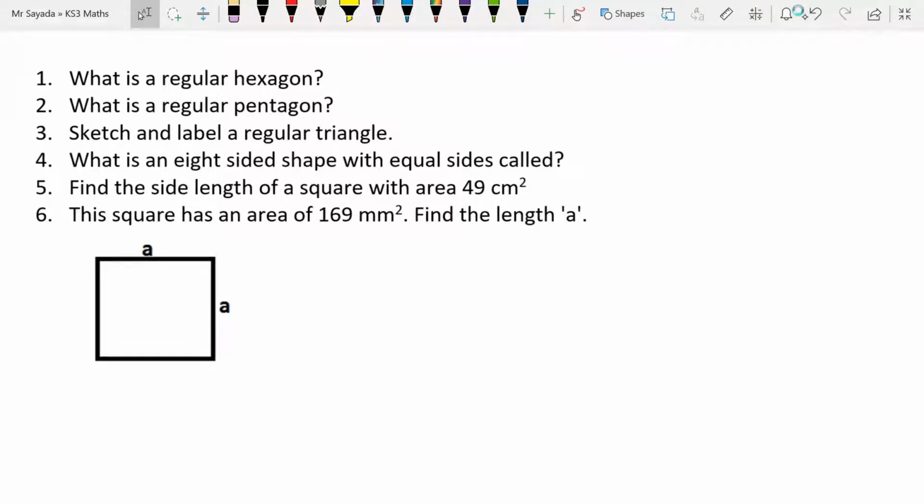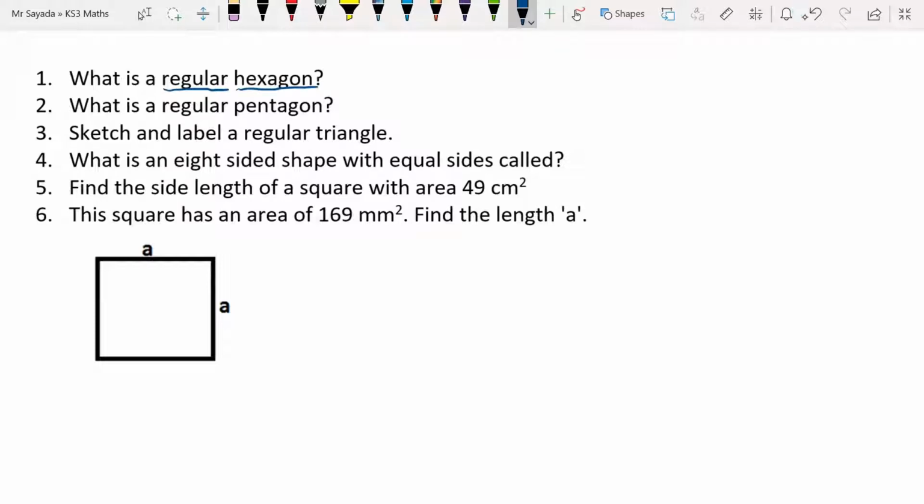You should have now done these questions. I'm going to go through them. Please mark and correct your work as we go through them. So we'll start with, what is a regular hexagon? So there's two parts to this. There's the word regular and there's the word hexagon.